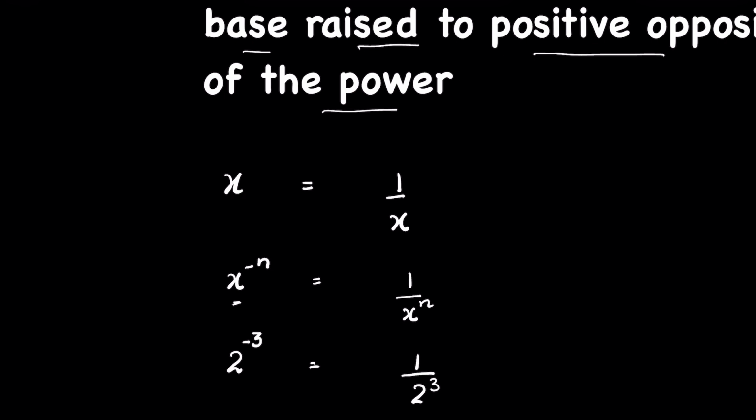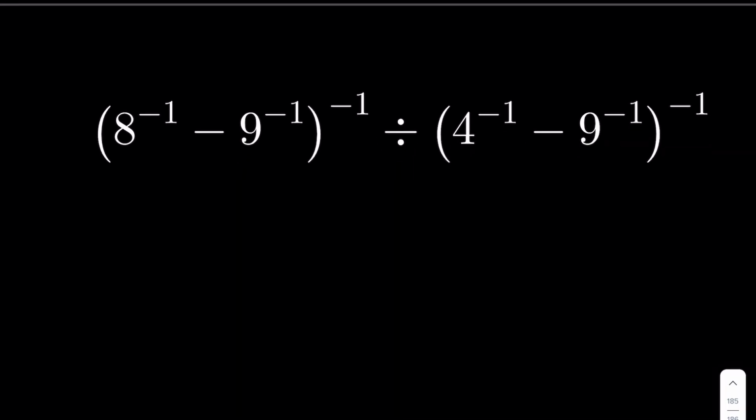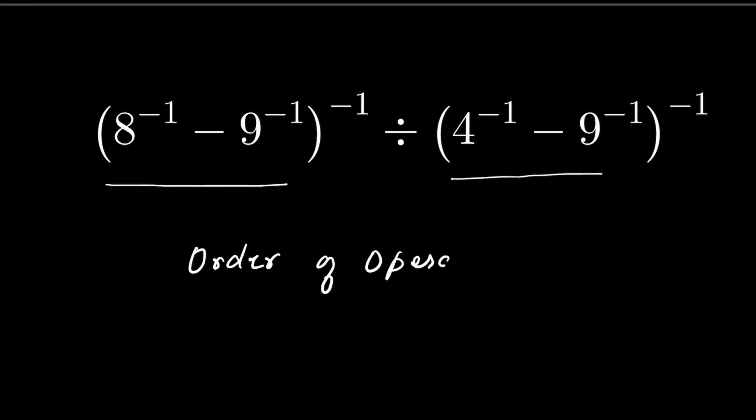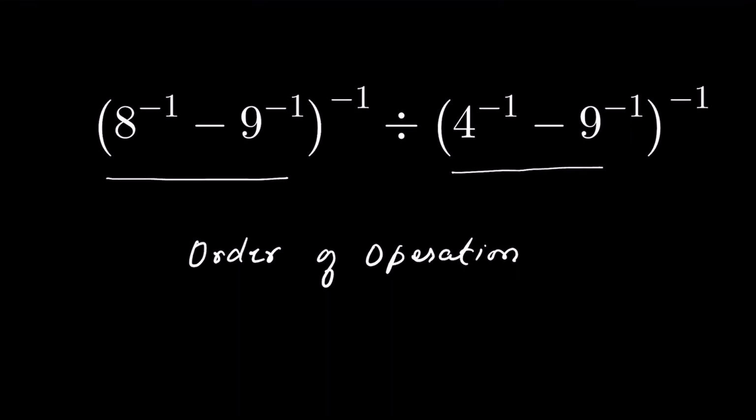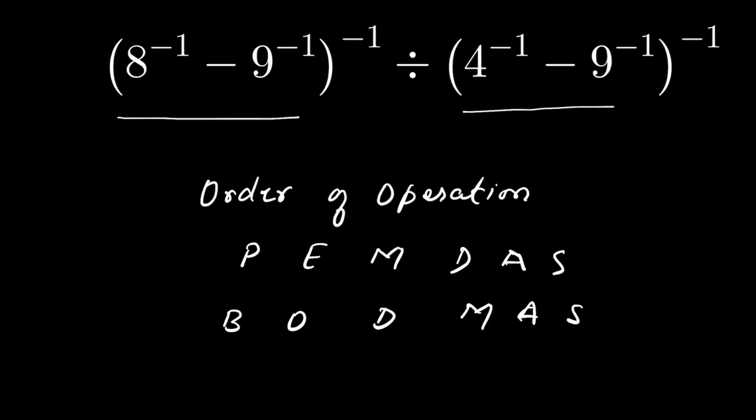We understood negative exponent. Now in this question we have two parentheses. Within this parenthesis we have subtraction, and between these parentheses we have division. So this is a question of order of operations. Order of operations means that we conduct these operations in a certain order, and we remember this order through this mnemonic called PEMDAS or BODMAS or BIDMAS. These all stand for the same thing.